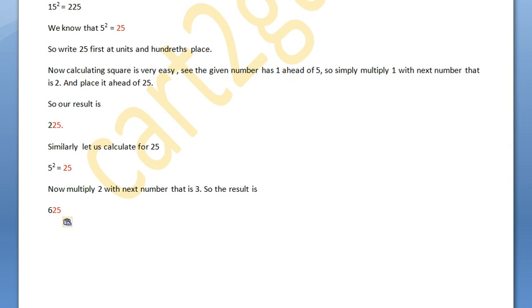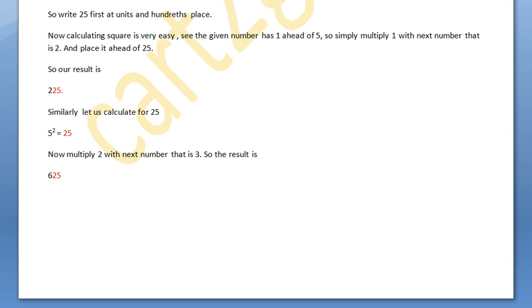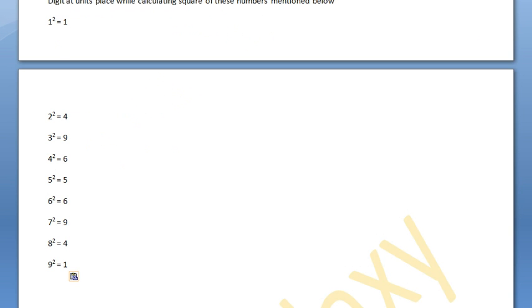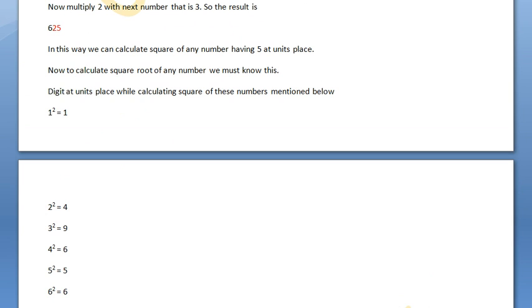Similarly, let us calculate for 25. See, 5 square is equal to 25. Now multiply 2 with the next number, that is 3. So the result is 6, 2 into 3 is 6. So our result is 625. In this way, we can calculate the square of any number having 5 at the units place.